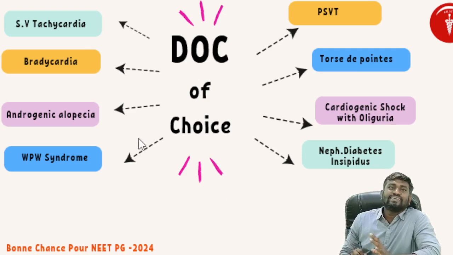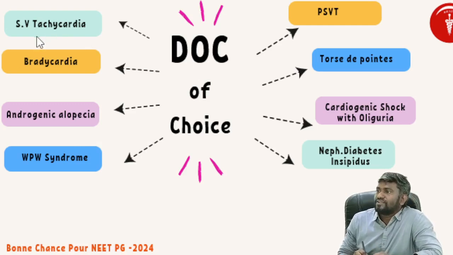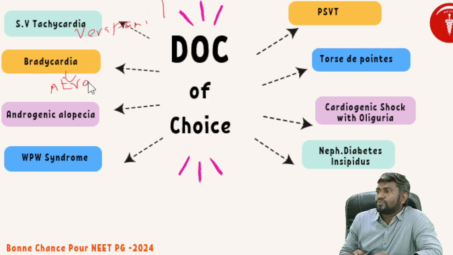Next, quickly revise the drugs of choice in one line. Let's go. Supraventricular tachycardia. What is the drug given? It is going to be verapamil. Verapamil. Very good. For bradycardia, what are we going to give? We are going to give atropine. Yes. For androgenic alopecia, boys, I think you all know it. So that's going to be minoxidil.